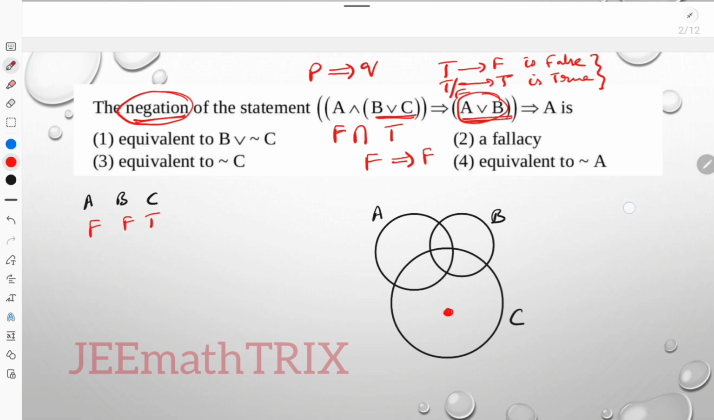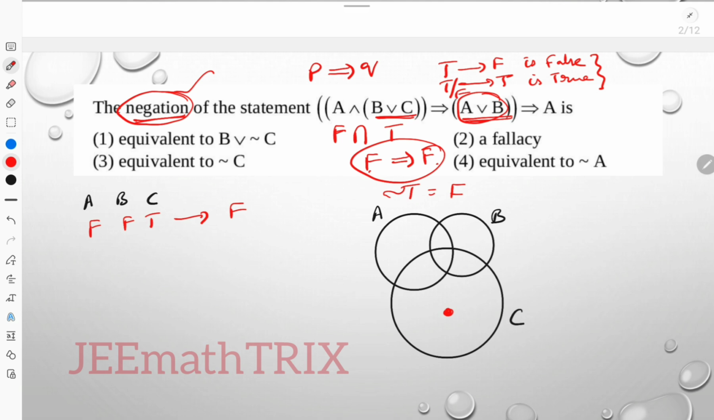So if the point belongs to the set, I say that it is true. If it doesn't belong to the set, I say that it is false. So it's an easy verification. So false implies false. The implication is true, but then they asked for the negation. So the negation of that is going to be false. So the final result we got is false.